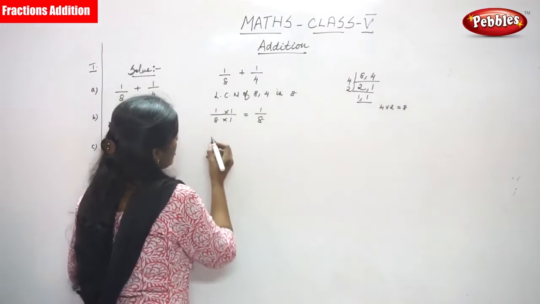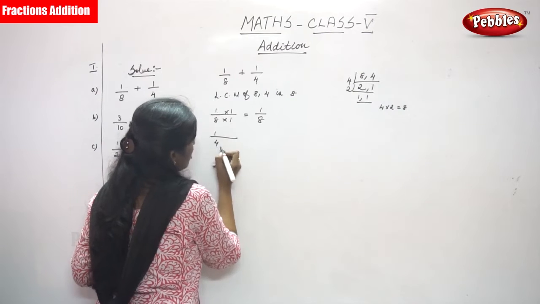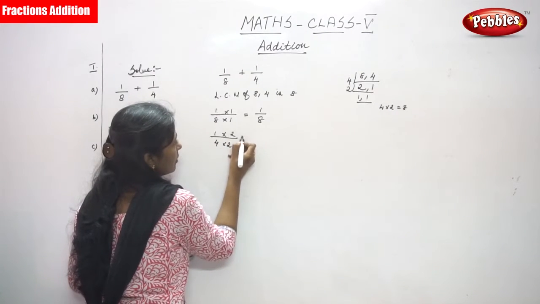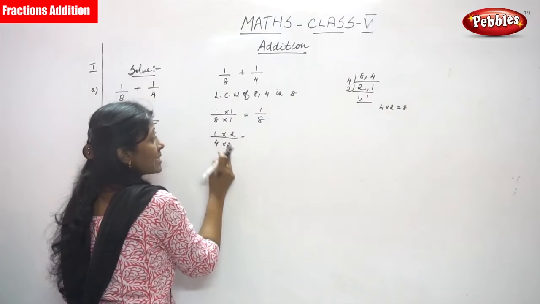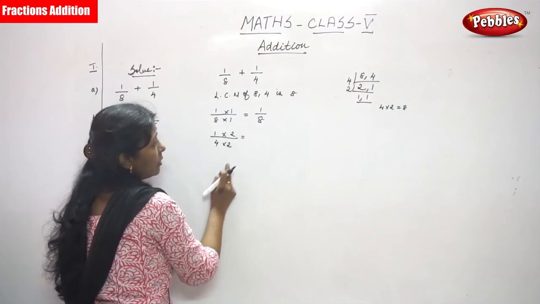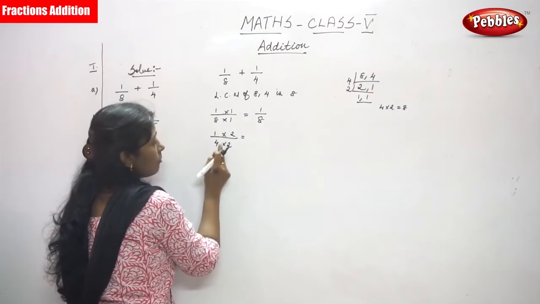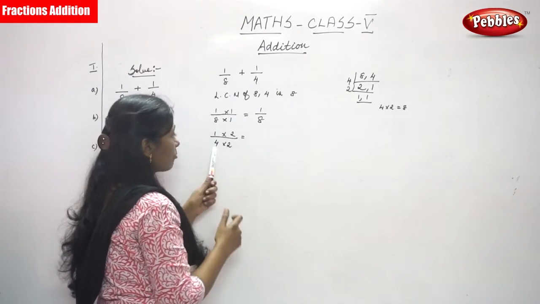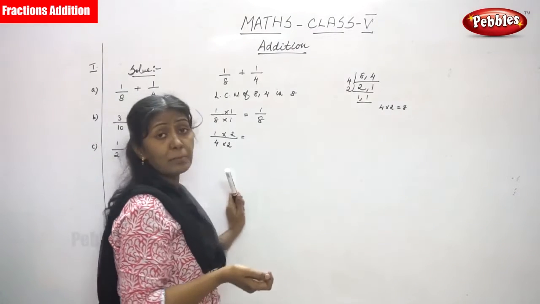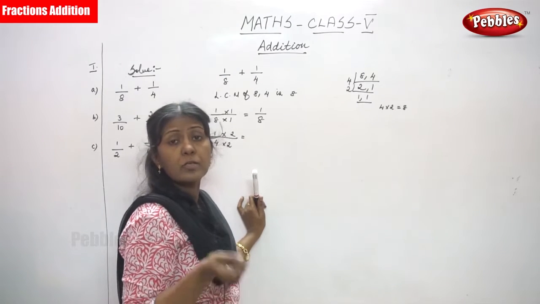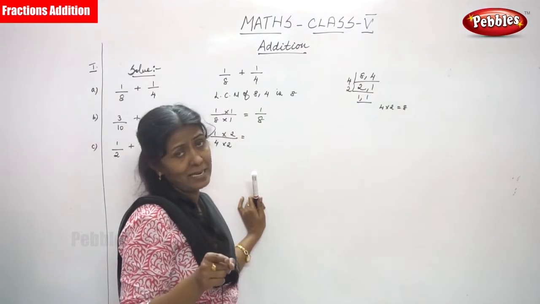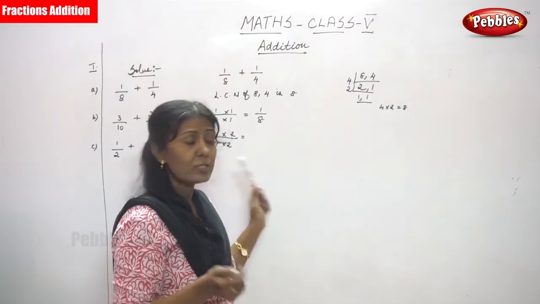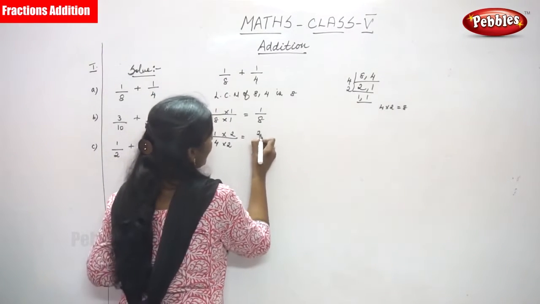So the next one is 1 by 4. So I am going to multiply by 2. So why should I multiply by 2? The common denominator, or this LCM is 8. So if I want to make this 4 as 8, I have to multiply by what? 2. So 4 is multiplied by 2, you can get 8. If the denominator is multiplied by 2, the numerator is also multiplied by 2. So 2 by 8.